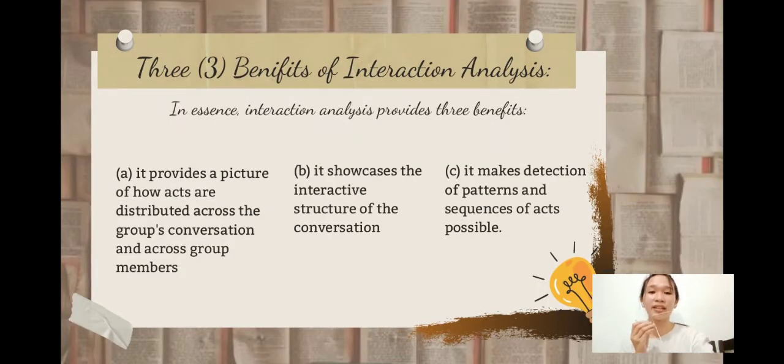Next slide is the three benefits of interaction analysis. Number 1, it provides a picture of how acts are distributed across the group's conversation and across group members. Number 2, it showcases the interactive structure of the conversation. Number 3, it makes detection of patterns and sequence of acts possible.